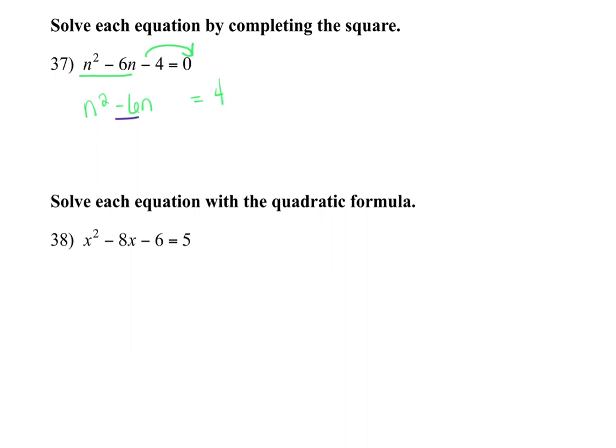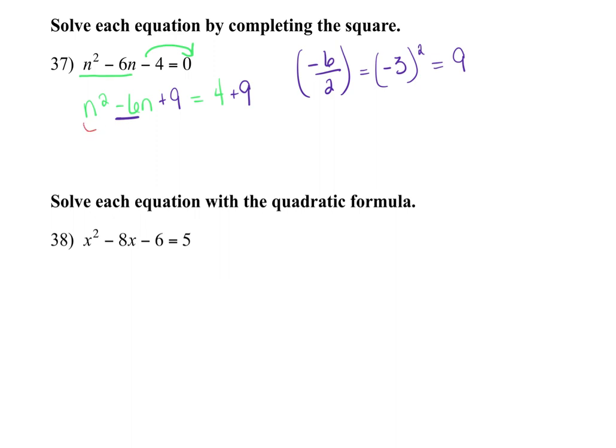We're going to complete that square by taking this number, cutting it in half. That's going to give us negative 3. And then we are going to square it, which gives us a positive 9. And so we are going to add that 9 to both sides of the equation.